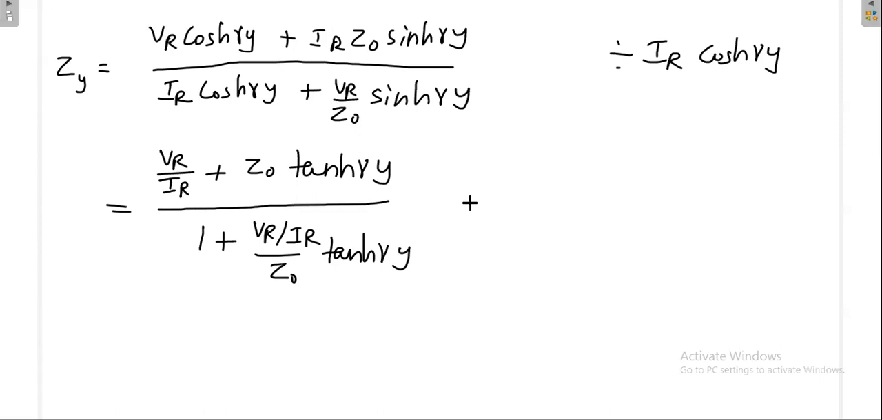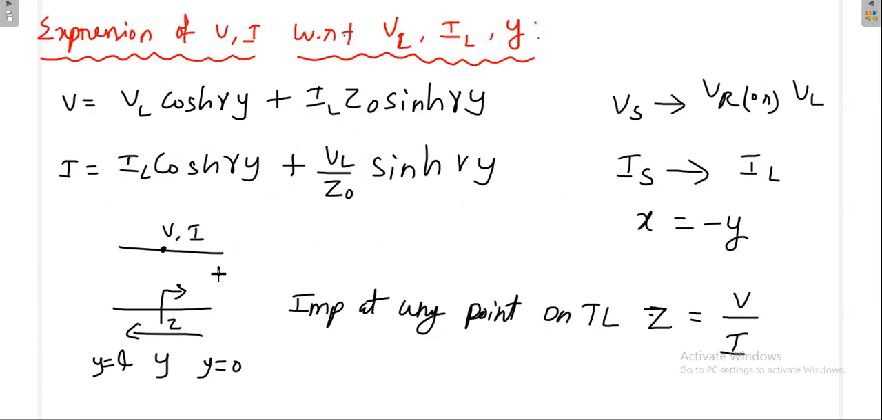But I can write VR divided by IR is equal to what? ZL, because VL by IL. ZL or ZR you can write. VR means voltage at the receiving end, current at the receiving end. That I can denote as ZL, because really the voltage at this place depends on the ZL present there.